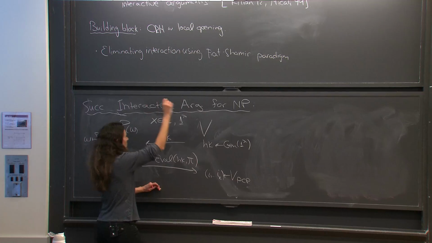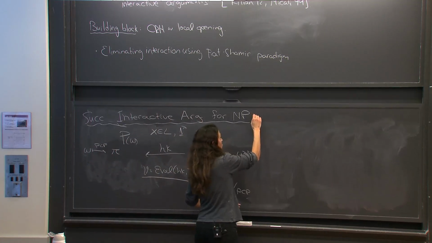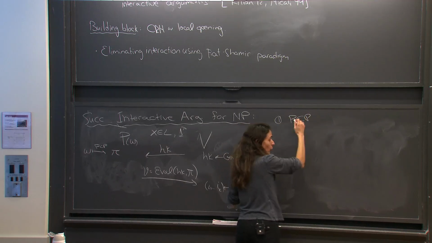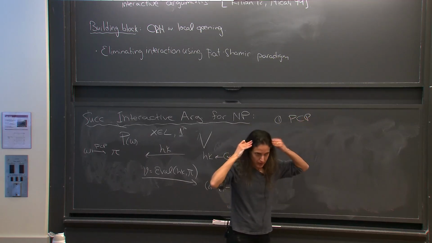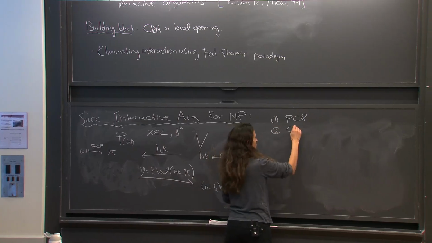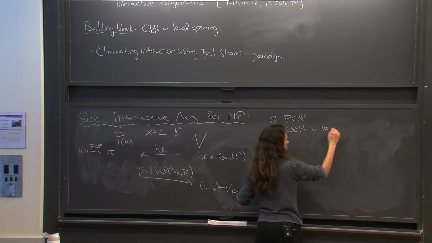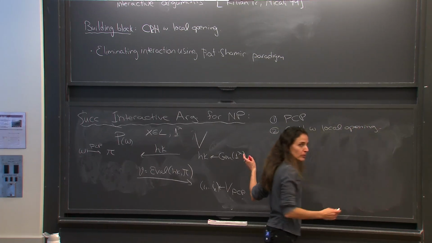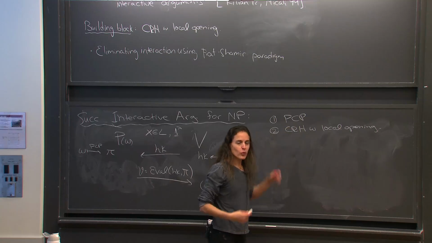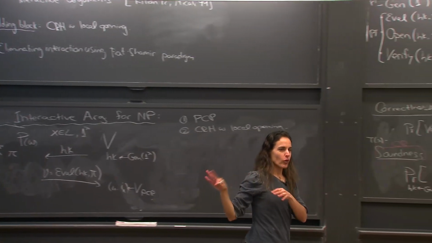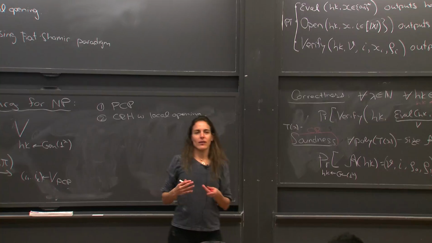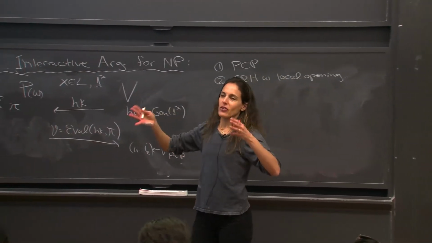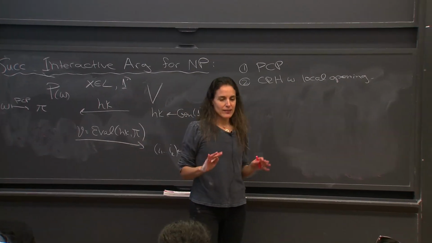So, okay, let me just mention, sorry, I'm going to construct an interactive argument for NP from two ingredients. One, I'm going to use a PCP. So we have a PCP in our head, the GKR PCP. Yeah, we have it. And two, this collision-resistant hash with local opening. These are two ingredients that we're going to use in this construction. And remember when we talked about PCP when we defined it, it was before we went to crypto land, and we said a PCP comes with two parameters, completeness and soundness, C and S.